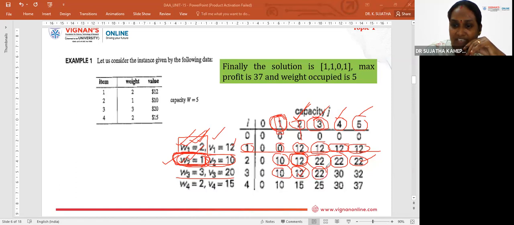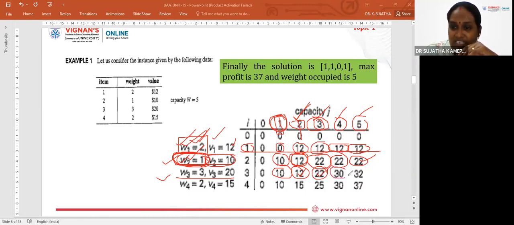And coming to here, its weight is 3. I can place the third object alone, which gives a profit of 20. I can place the second object alone, which gives a profit of 10. I can place the first object alone, which gives a profit of 12. And I can place both the first and second objects, which gives a profit of 22. So out of all those 4 combinations, the combination of these 2 gives the maximum profit. So that's why I can select the first and second objects.